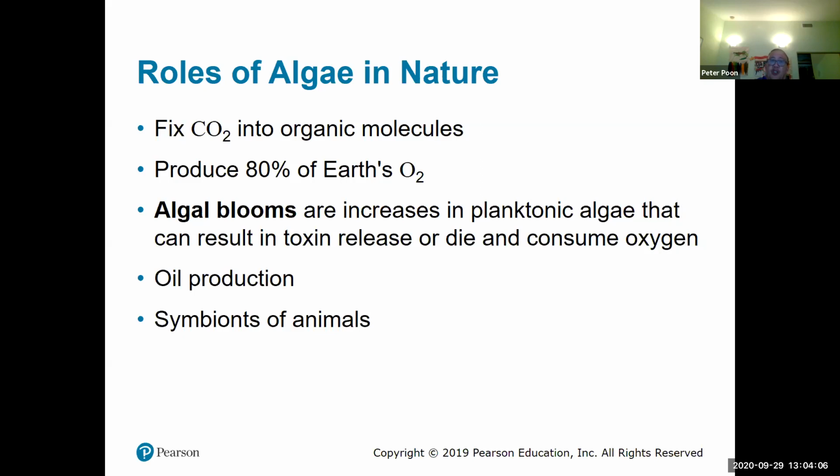The role of algae in nature. One, they fix a large amount of CO2 into organic molecules, and they do this by photosynthesis. In fact, they produce 80% of the world's O2. Let me explain this in a kind of horrible way. Burning down the Amazon rainforest is really bad. That being said, it's not the lungs of the world.